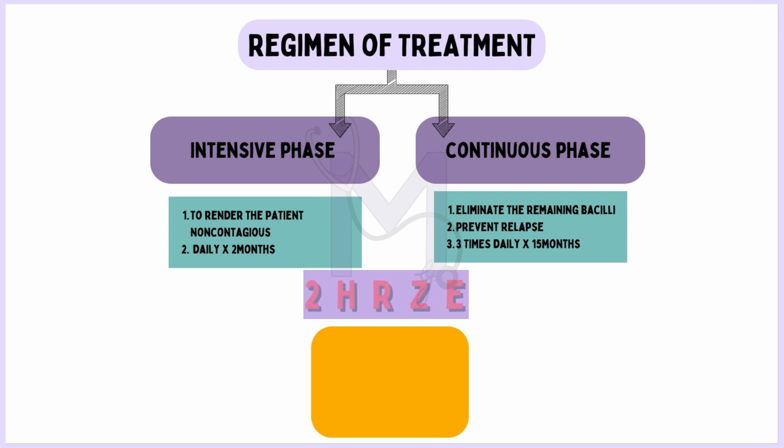2HRZE. 2 stands for the number of months of treatment, while the letters such as H stands for Isoniazid, R for Rifampicin, Z for Pyrazinamide, E for ethambutol, and S for streptomycin. Remember the RNTCP revised guidelines for treatment?